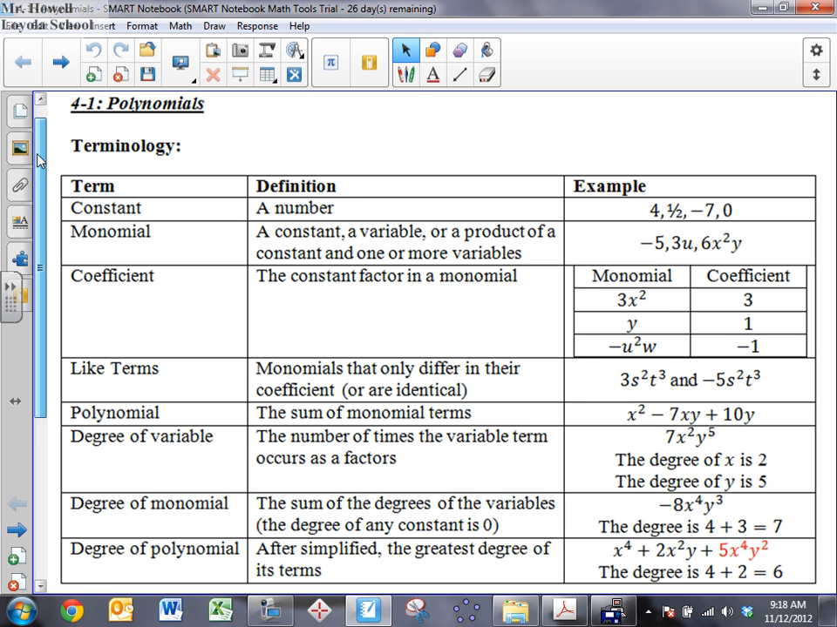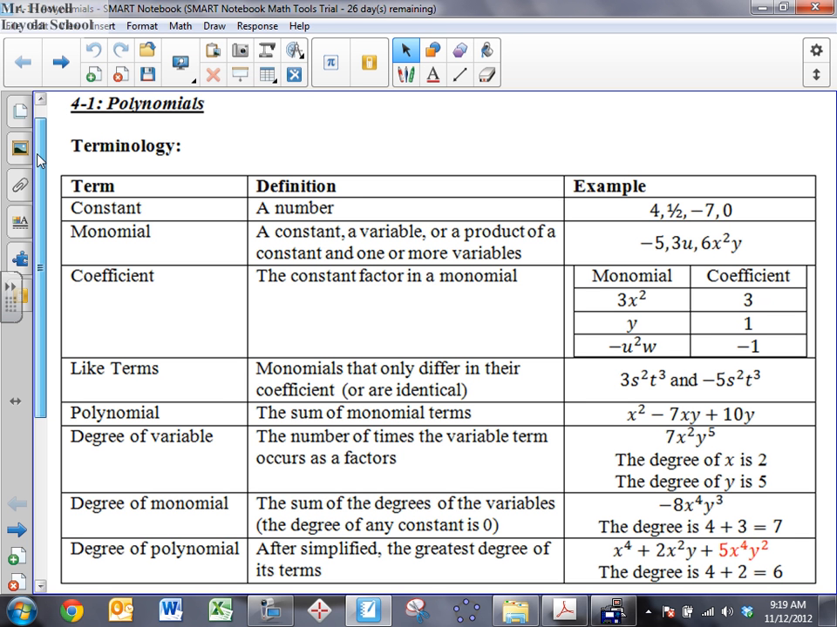Coefficient, the constant factor in a monomial. Just looking at our examples here, is it clear what these coefficients are? What if there's no number there? What's the coefficient? It's 1 here, Peter. You're right, if there's nothing in front. What if there's nothing there at all, Peter? Then what's really there? Zero, exactly. If the term is missing, the constant or the coefficient is really zero.